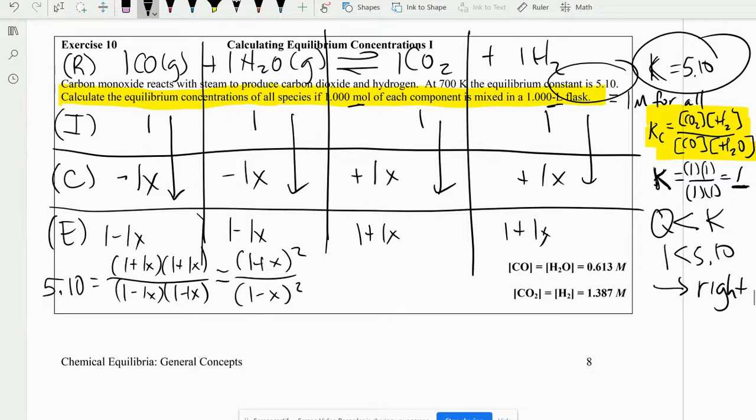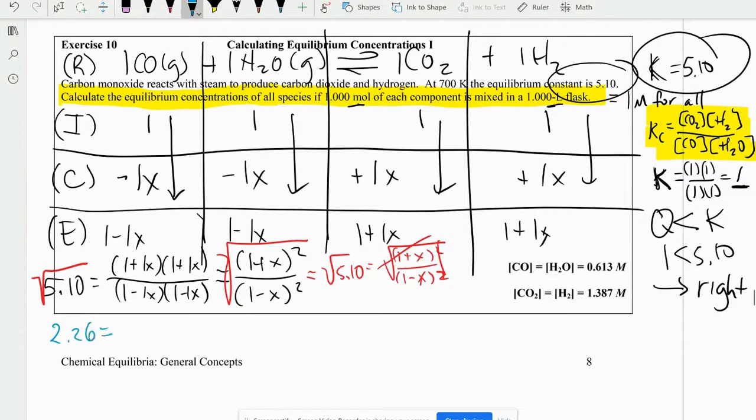That looks like a perfect square. To get rid of those exponents, those squares, you've got to take the square root. So if you don't mind, I'm just going to show you. I'm going to take the square root of this. And what I do to one side of the equal sign, I have to do to the other. So don't forget the other side of the equal sign was 5.10. So I'm going to rewrite this, you guys. So 2.26 equals (1 plus x) over (1 minus x).